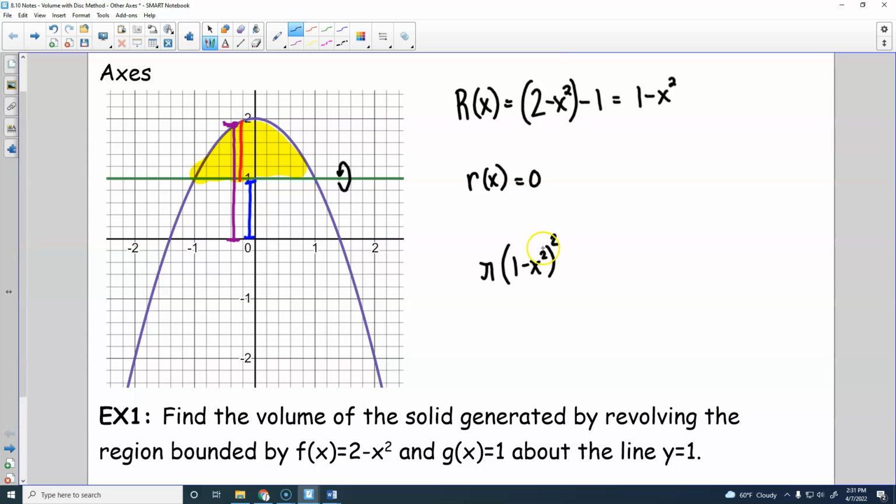All right. So we've got pi times the outside radius squared. I could do minus pi times the inside radius squared here, but it is just 0, so that's going to go away, right? And then what are our limits that we need to integrate with respect to? -1 to 1.